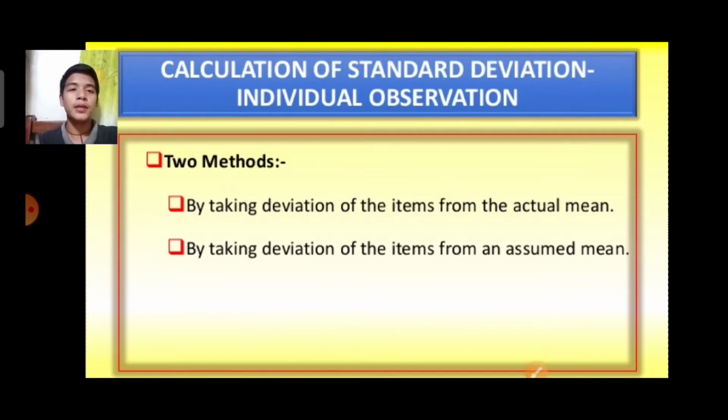Calculation of standard deviation for individual observations. There are two methods. First is by taking deviations of items from the actual mean. Second is by taking deviations of items from an assumed mean.